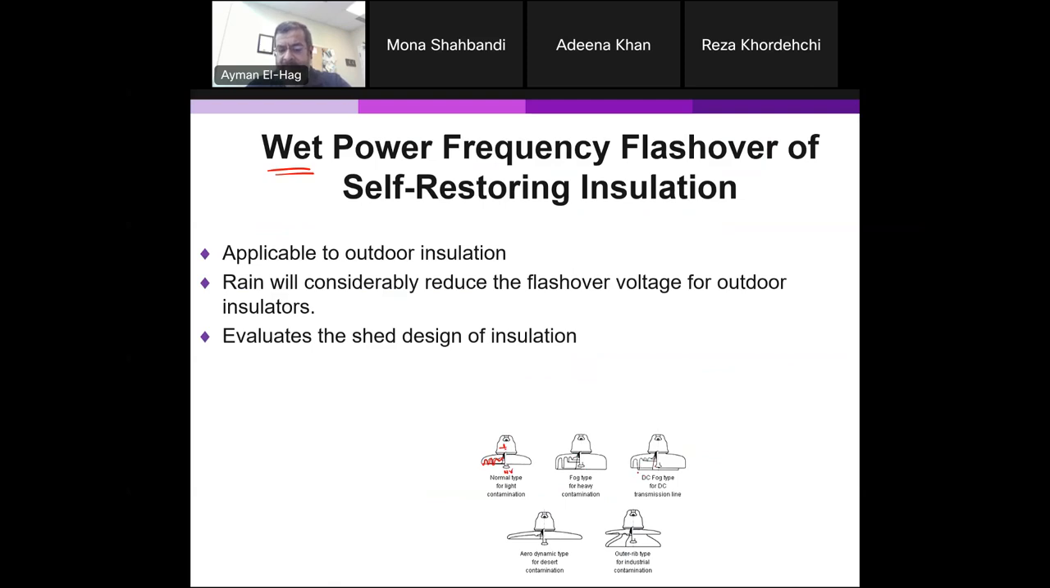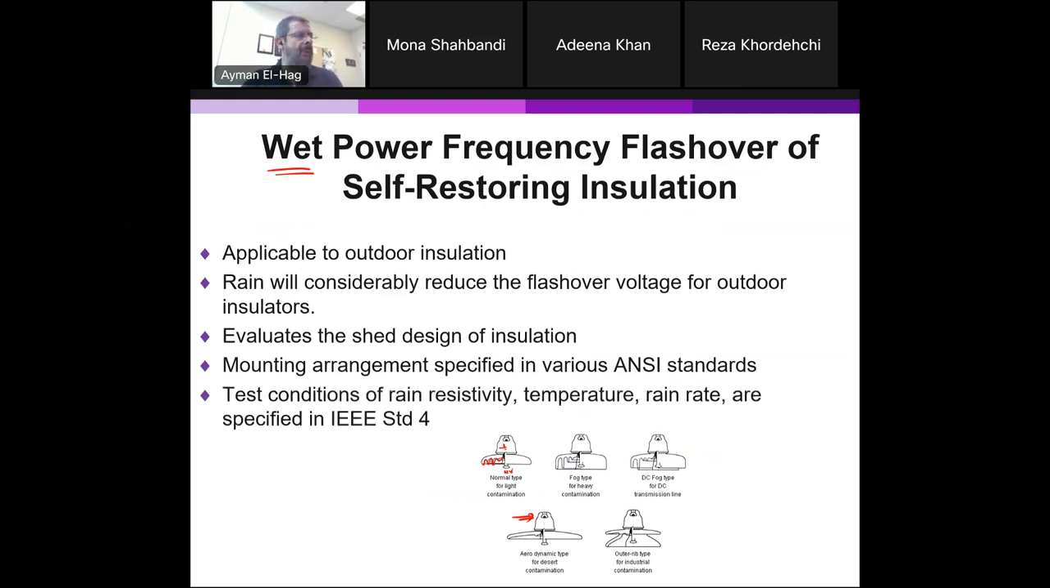We have different profiles. For example, this profile has no corrugation at all. This is aerodynamic, used in deserts, for example, so that you will not have accumulation of dust on those insulators. Sometimes they are called fog types. We have deep corrugations compared to this one. That will significantly increase the leakage distance, and that can help to improve the insulation against flashover from those insulators.